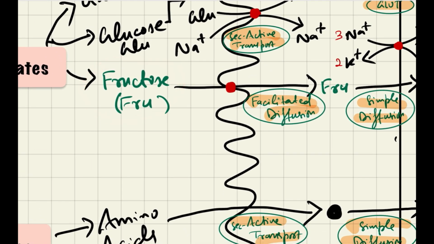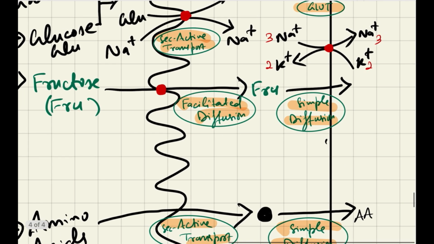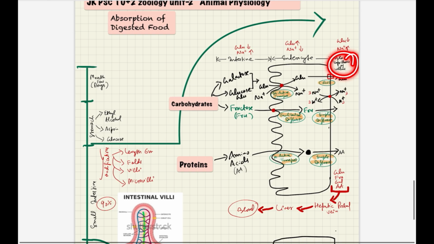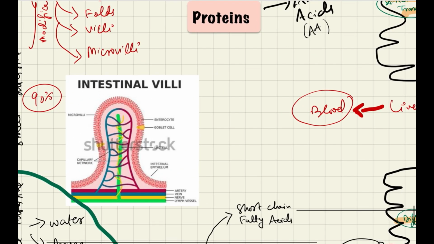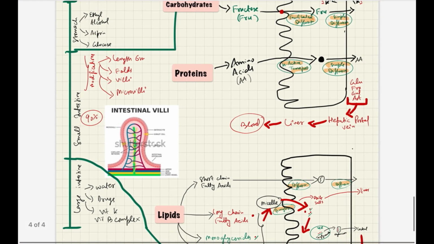Fructose always goes through facilitated diffusion via this protein from higher to lower concentration. Diffusion is always from higher to lower concentration, and it is a passive mode of transport, but when it is facilitated, it means some protein is being used. These permeases are being used, and from this enterocyte to these blood capillaries, it gets through simple diffusion.